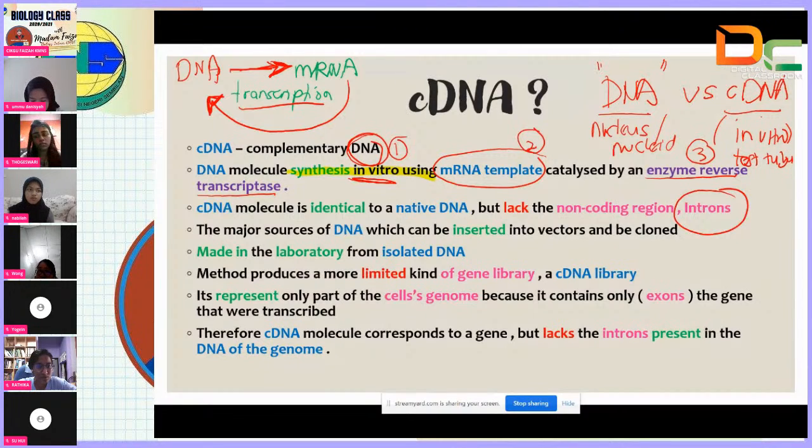Okay, so what is the name of the method to produce cDNA? What is the name of the process? Try asking your friend outside. Atika, ask. Name the process. Name the process of forming cDNA.